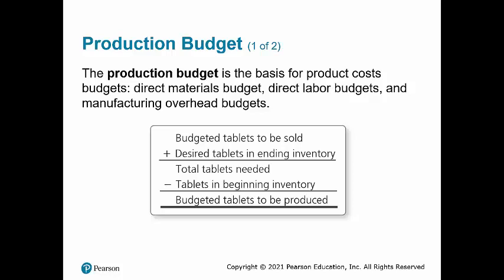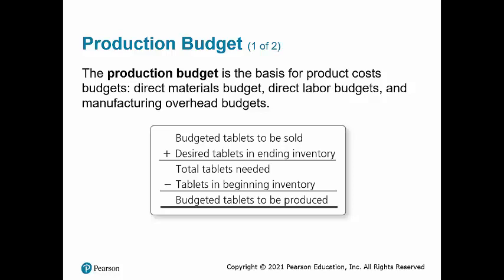So let's look at how we calculate the number of tablets to be produced. First, we start out with the budgeted tablets to be sold from the sales budget. Then we're going to add to that the number of tablets that management wants to have in the ending inventory. So remember that Smart Touch Learning doesn't want to end the period with zero inventory. It wants to have enough tablets on hand to begin the next period.